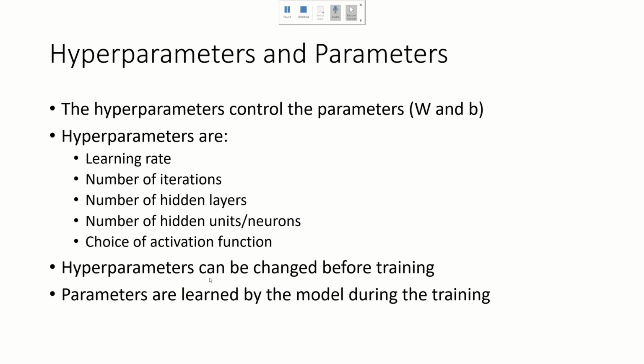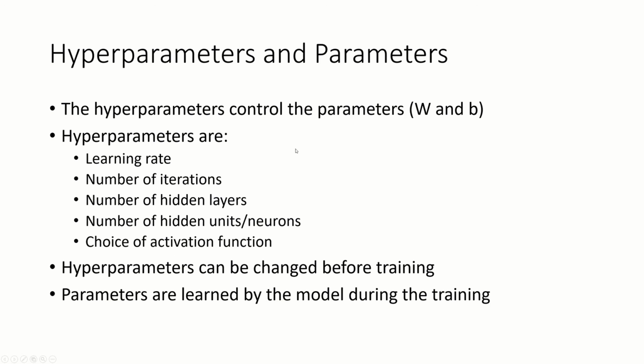You set the hyperparameters before you start the training. So you say what range of learning rates you want, what range of iterations you want, how many hidden layers you want, etc. While the parameters are learned by the model during the training.